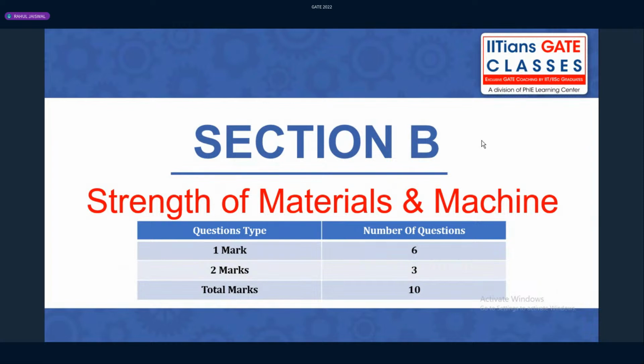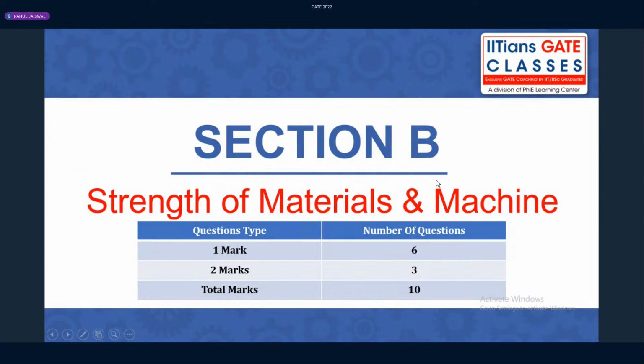In this, we can see the question type as well as the number of questions that were asked. For the complete section B, six questions were asked of 1 mark, and three questions were asked of 2 marks. So the total weightage was around 10 marks for this particular section.